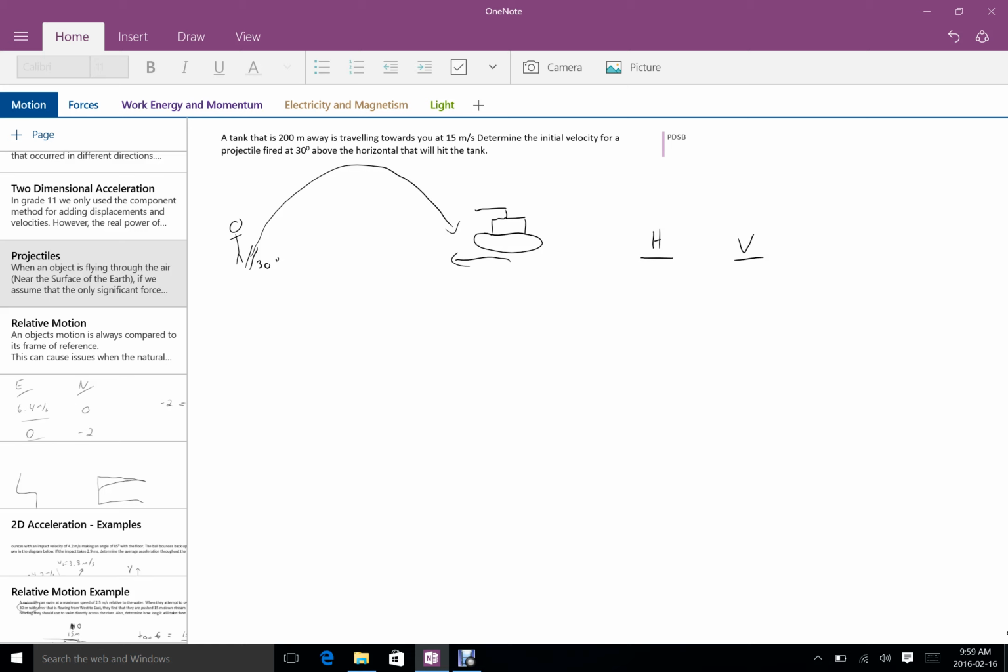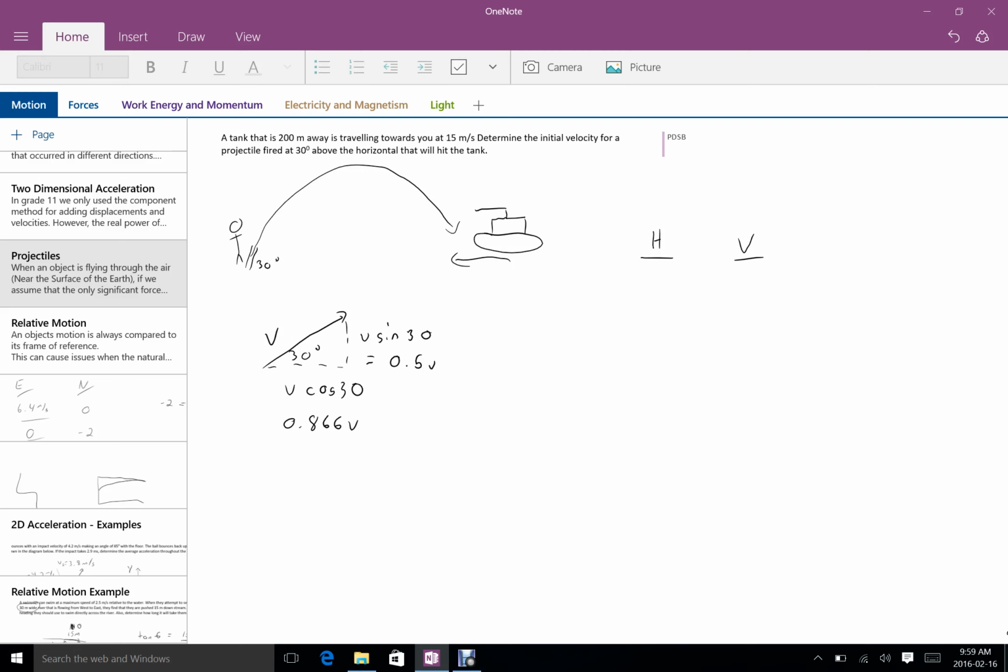The initial velocity, we don't know v. We do know it's 30 degrees above the horizontal. So we can find v in terms of the horizontal and vertical separately. V sine 30, which is 0.5 v, then would be the vertical component of that velocity. And v cos 30, which is 0.866 v, would be the horizontal component of that velocity.